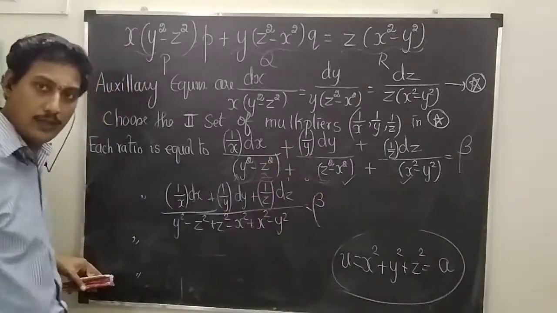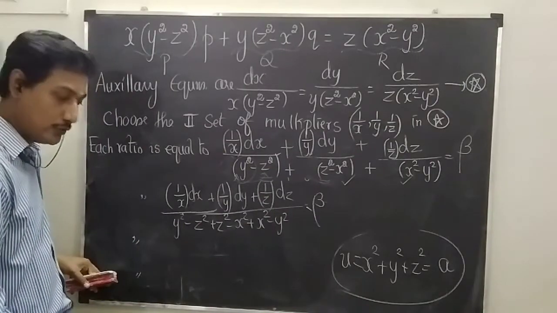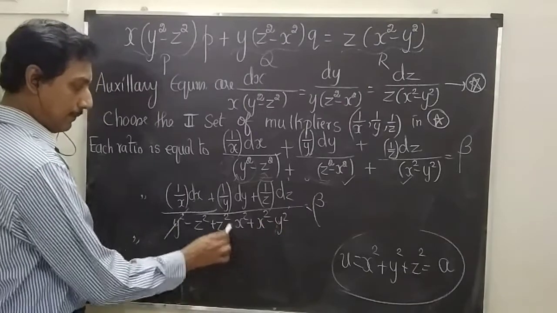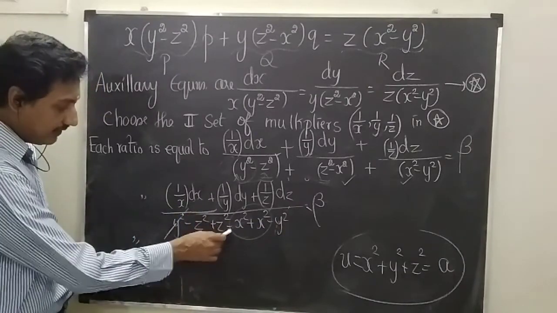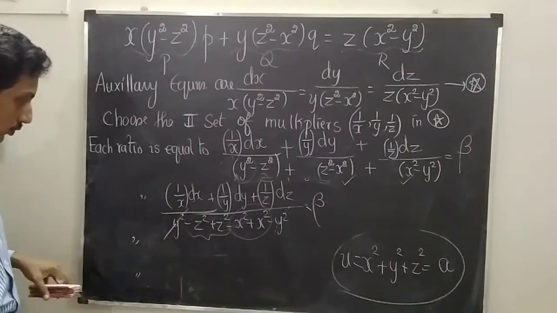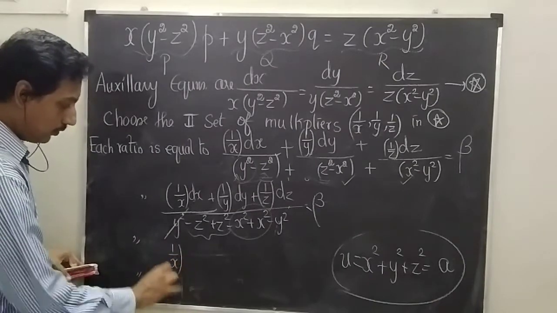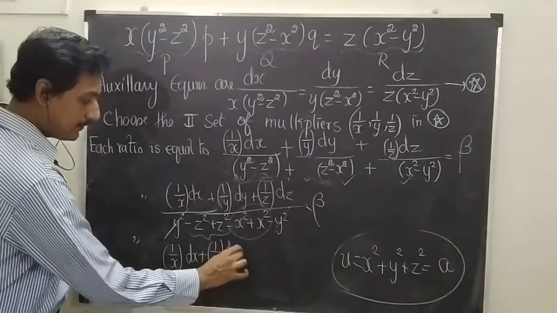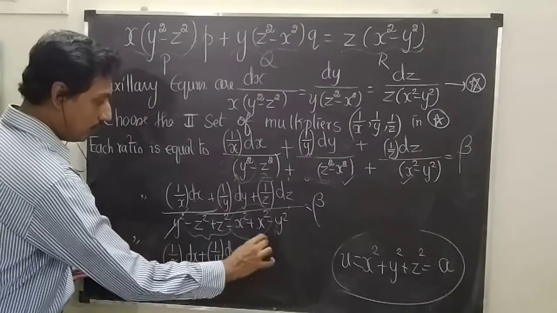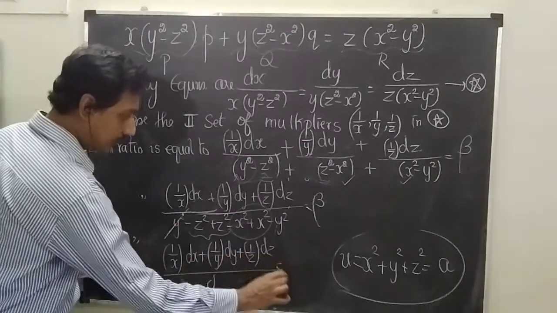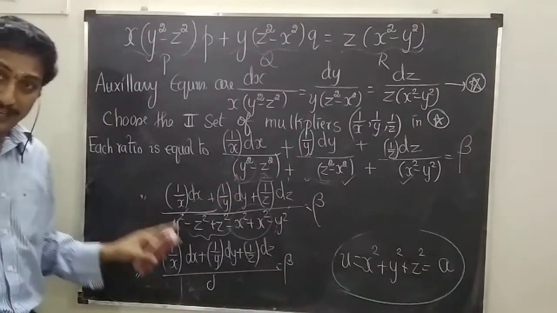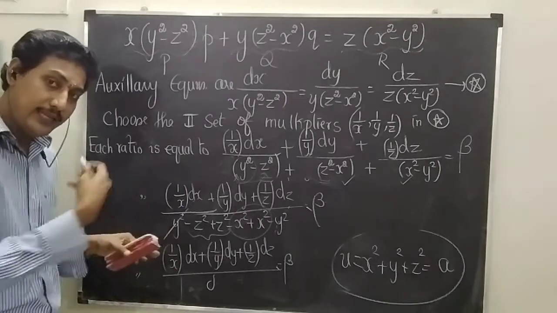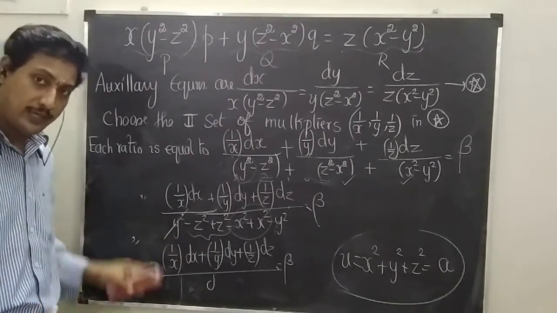Right? Now let us see the denominators of this ratio. Minus y squared plus y squared will cancel, plus x squared minus x squared will cancel, and finally z squared will also cancel. So each ratio is equal to 1 by x into dx plus 1 by y into dy plus 1 by z into dz, all divided by 0, is equal to some constant beta. This is the ratio. Once again, this is the ratio, not the numbers. The number anything by 0 becomes infinity, but this is the ratios.